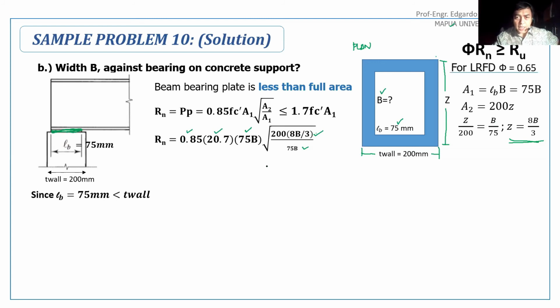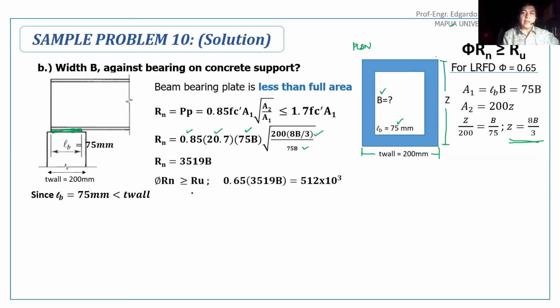Maka-cancel lang yung B, no? Yung sa loob ng radical sign, maka-cancel lang yung B. Okay? So, tapos i-equate mo lang siya, so yan yung lalabas na R sub n natin. In terms of B, 3519B. Okay? So, yan yung Rn.